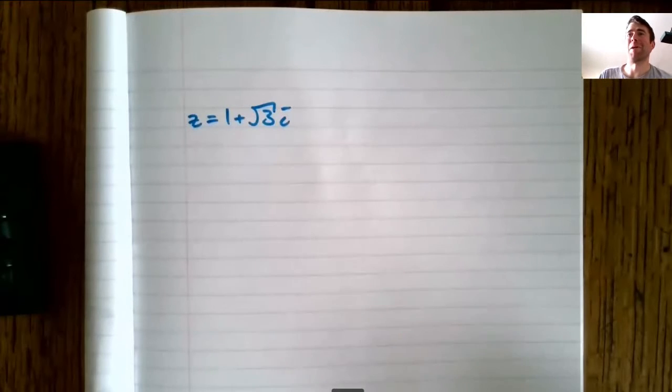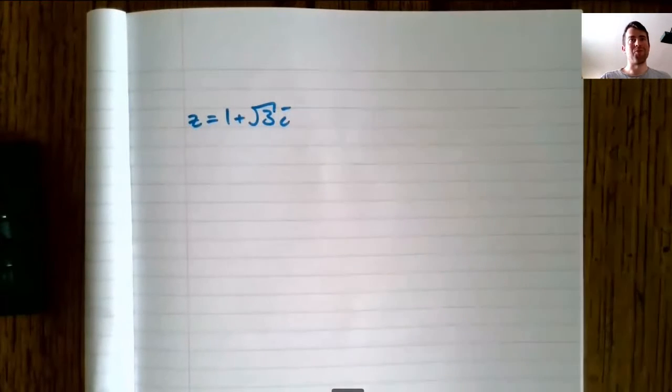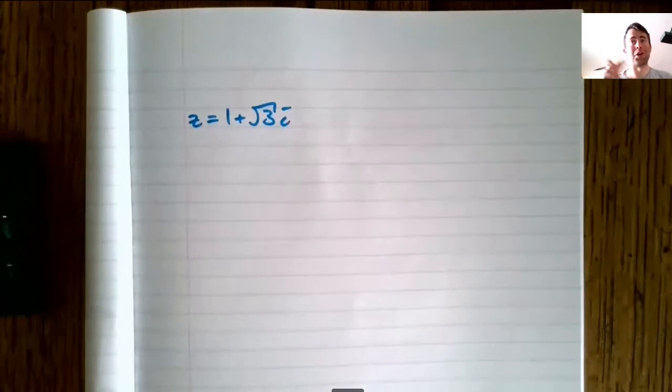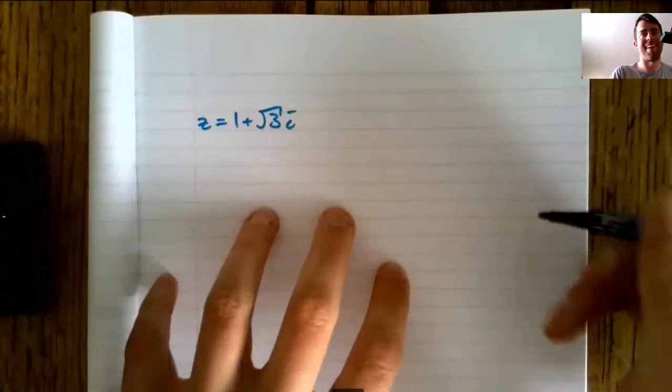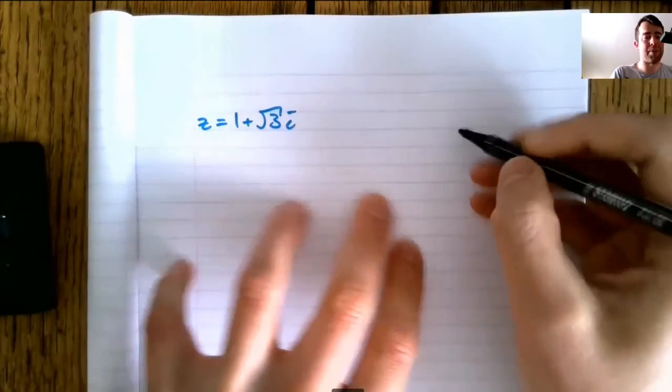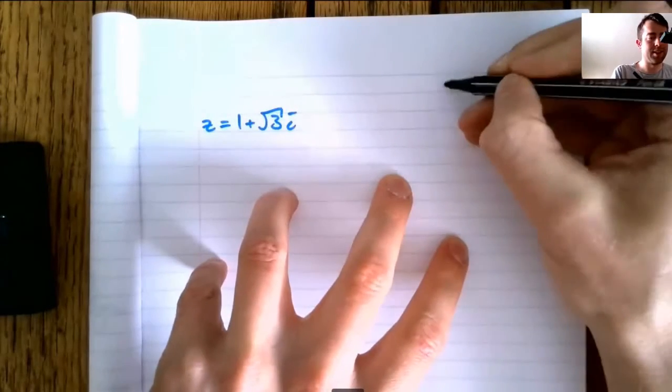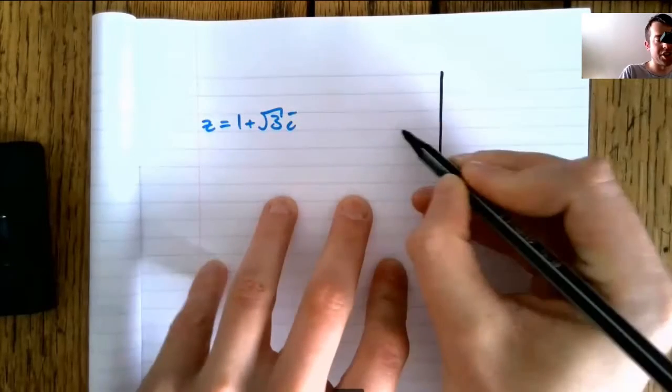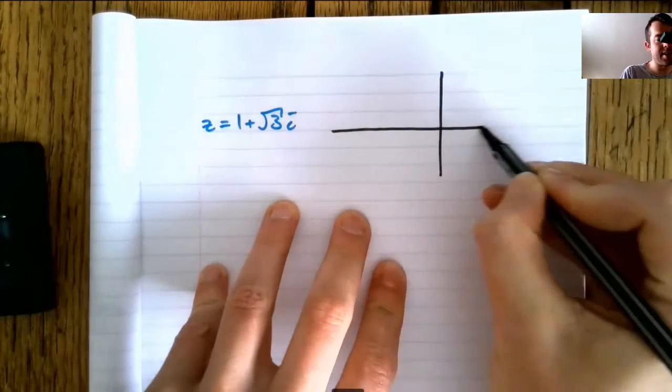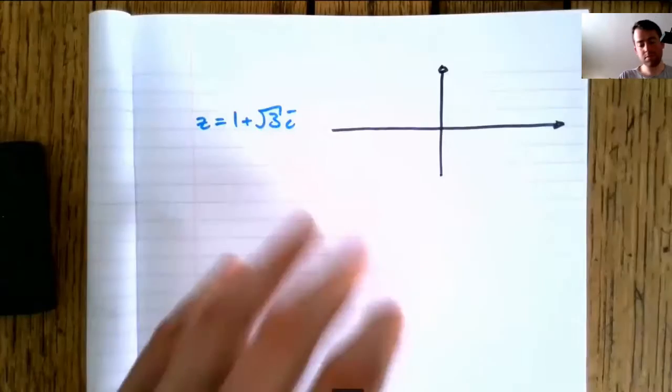In this video, I'm going to talk about powers of complex numbers, and I'm going to work up to a really important result about complex numbers. We're going to start with z here. I've defined z to be 1 plus root 3i. You should be in the habit of, when you see a complex number, just doing a quick sketch of where that will be in the complex plane.